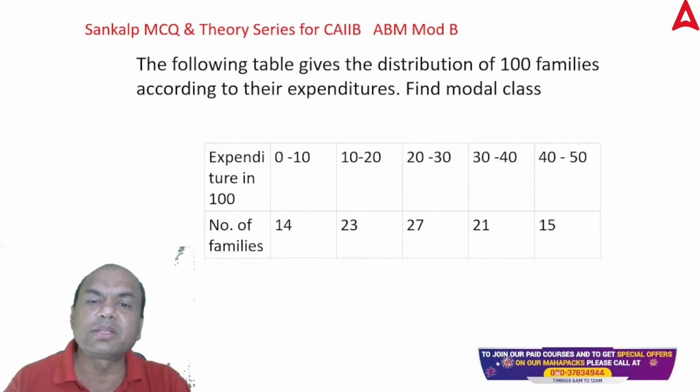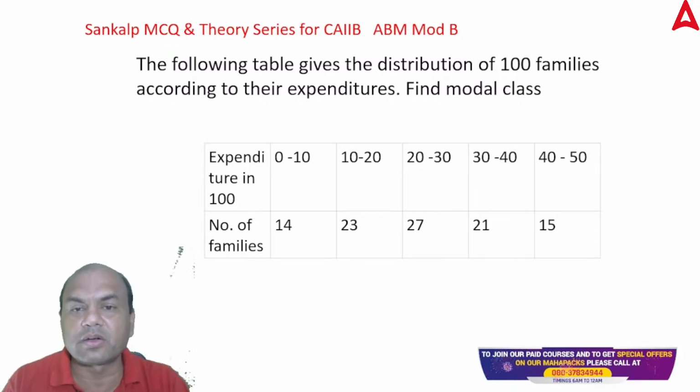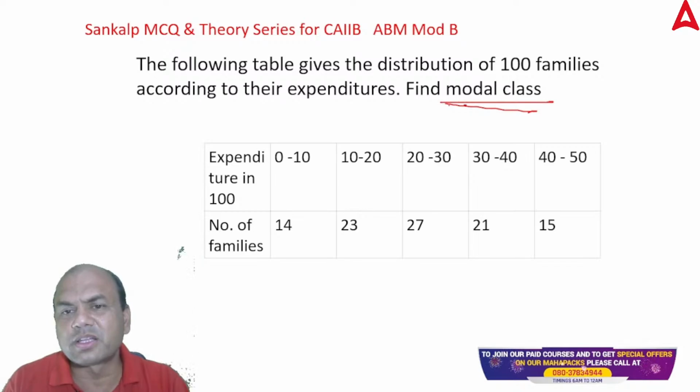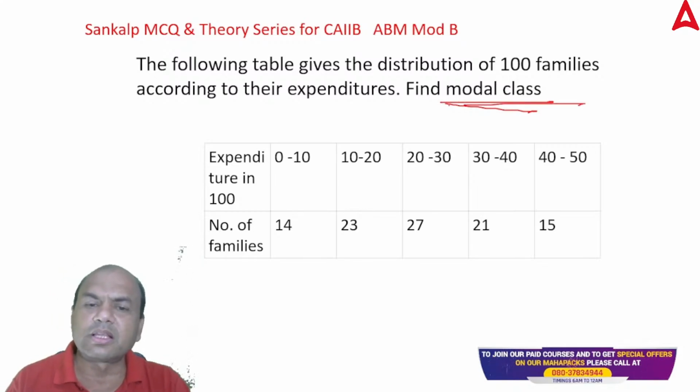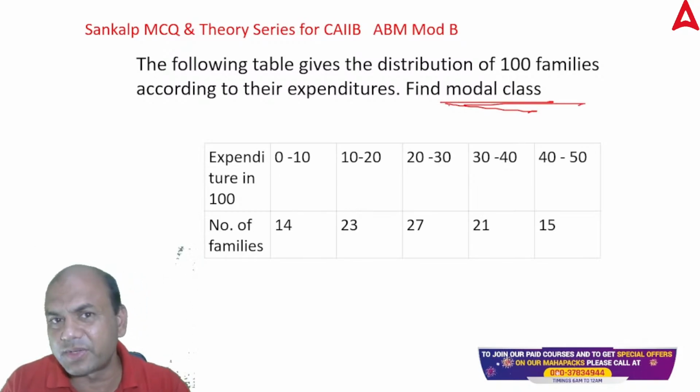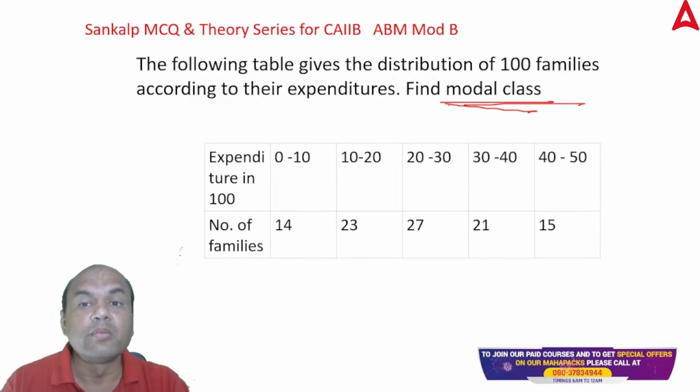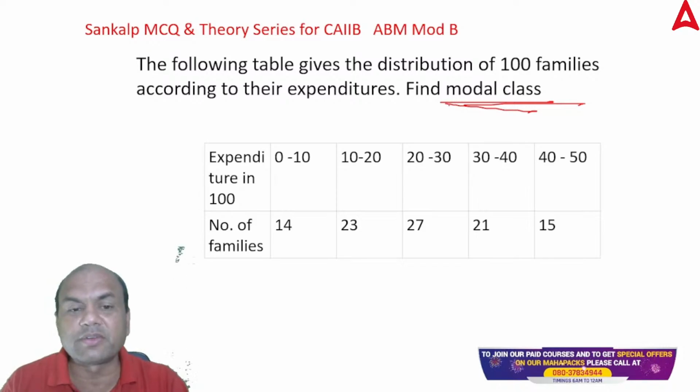The following table gives the distribution of 100 families according to expenditure. Find the modal class. Simple. Let me see who can give me the fastest answer. Modal class. Modal means what? Just now we did mode. Modal means that class which is having the highest frequency. So which is having the highest frequency?